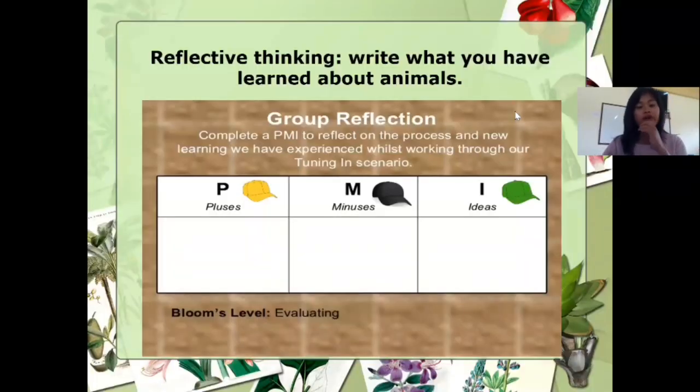So now let's move on to the reflective thinking activity. I want you to write what you have learned about animals. You can write about their sexual and asexual reproduction. I want you to write the positive and the negative and your own ideas regarding this lesson.